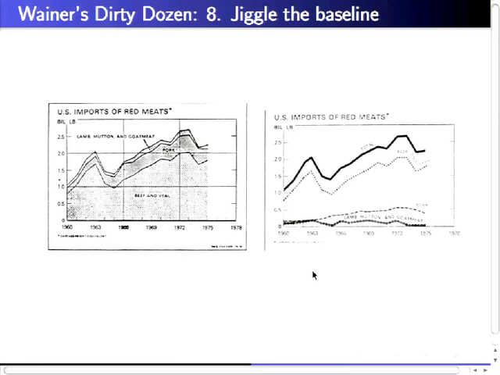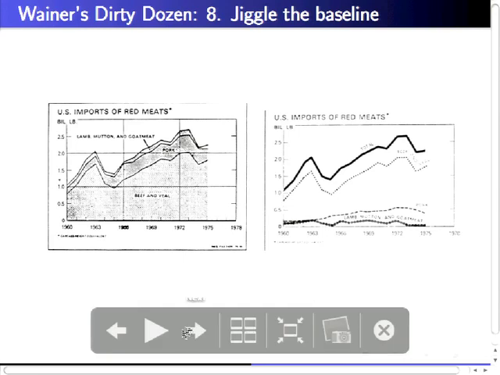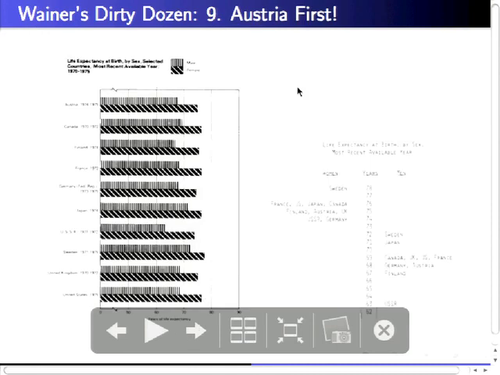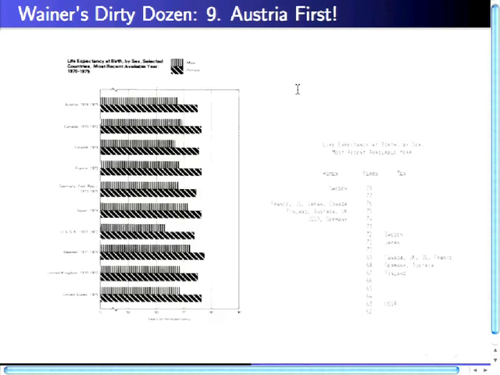Number 9, Austria first says just order it alphabetically, or don't even think about how you might display your data using another variable that has some kind of meaning. What's going on here is this is the life expectancy at birth by sex. Males are the vertically striped, females are the diagonally slashed, and you've got the countries that are ordered alphabetically. Austria's first at the top, Canada, Finland, France, Germany. Instead of doing that, why don't you order the data by life expectancy and see where the countries fall?